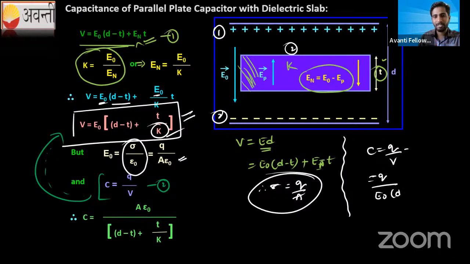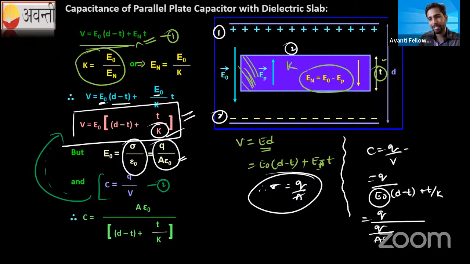E naught into D minus T plus T by K. C is Q by V, right? Q, K, everything is fine, right? Yes, everything is perfect. And then E naught value we also got to know: Q by A epsilon naught. Substitute this value here. Then this Q will be cancelled. See, here Q divided by again Q divided by A epsilon naught, into the remaining thing D minus T plus T by K. Correct? Q cancels. Denominator of the denominator.